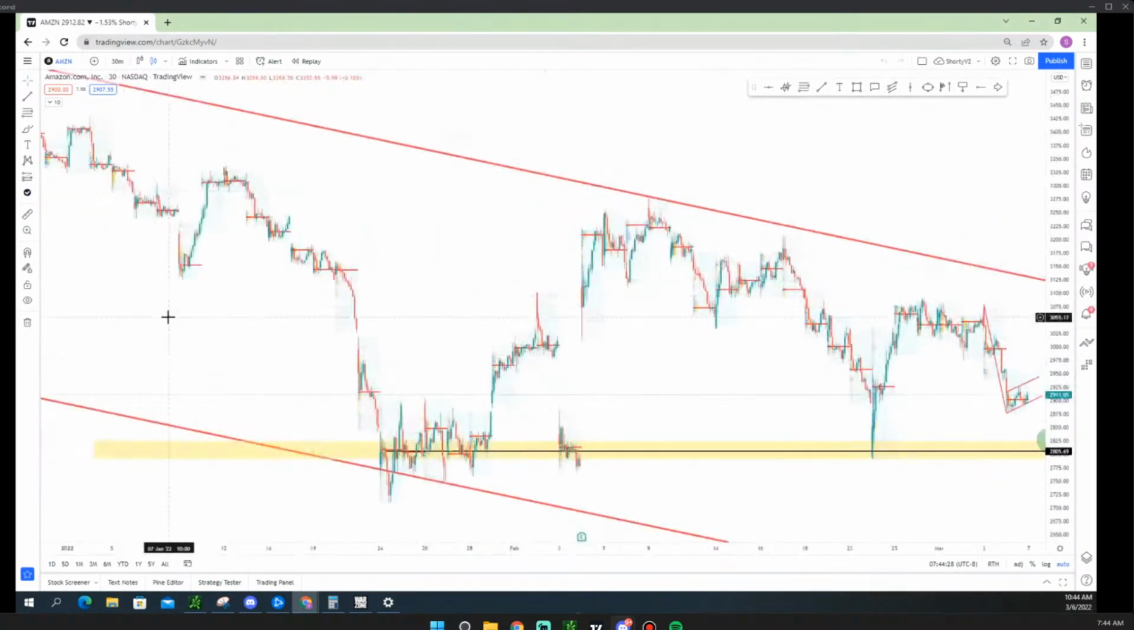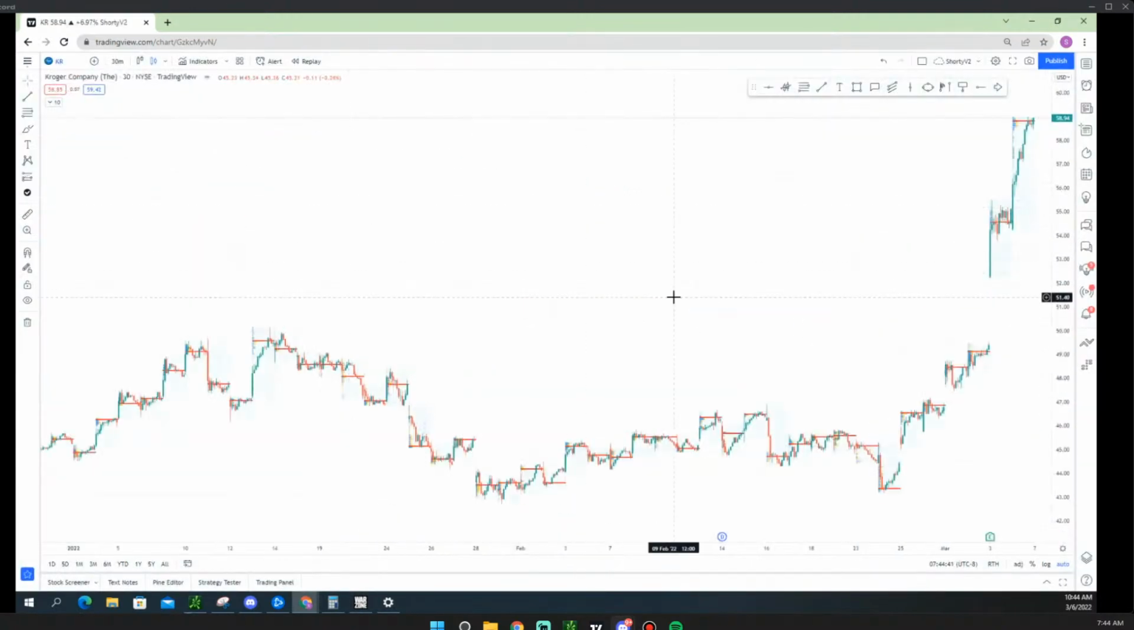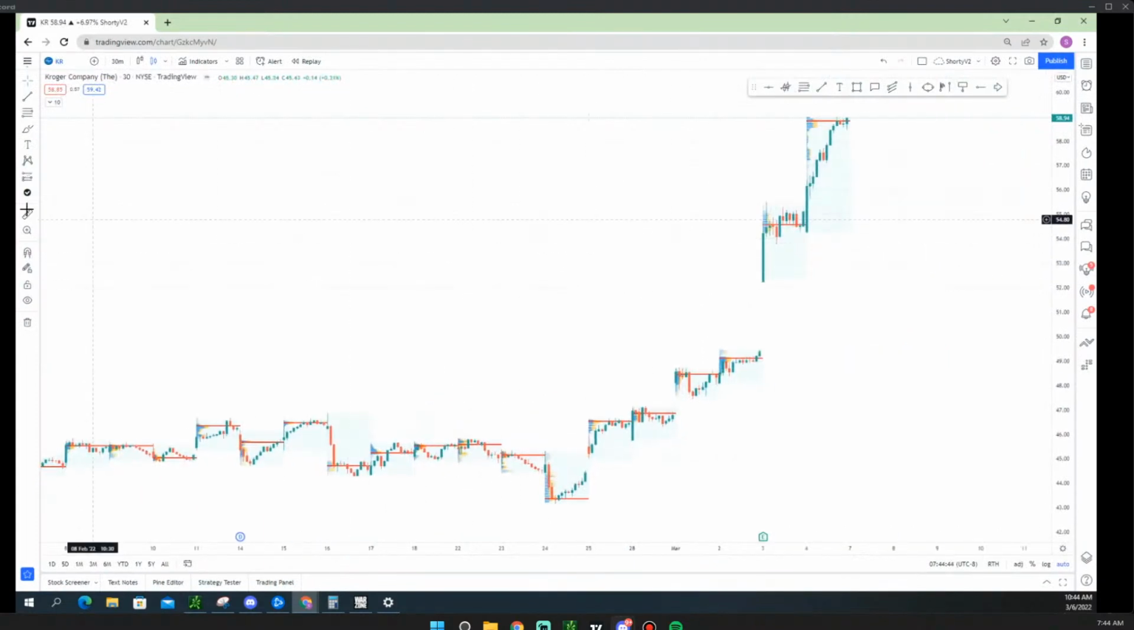So let's just look at it the same way as we did in TOS, right? Give me a stock that we never look at. I think I don't ever look at Kroger. Here's Kroger, and it had a pop. Same concept.